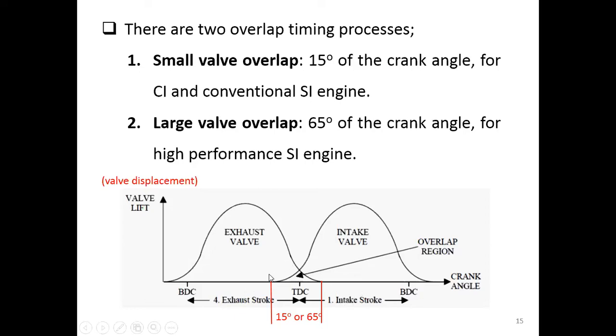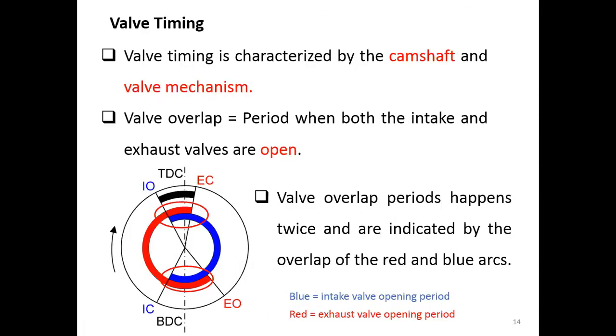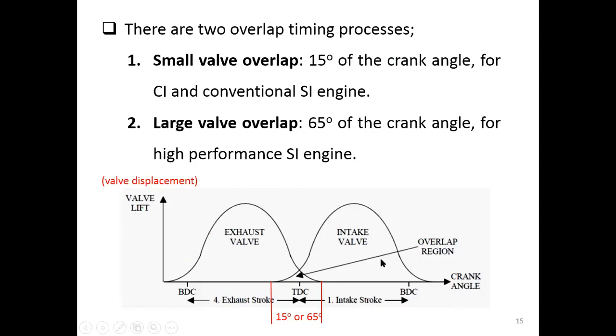You also see the overlap region right here, where the exhaust valve is still open and the intake valve is also open. So you can see the valve overlap either through this valve timing diagram or through the valve displacement diagram here. The opening of the exhaust valve along with the crank positions, the opening and closing of the intake valve along with the crank positions, and you see the overlap here. This overlap can be either 15 or 65, depending on what kind of engine you want.